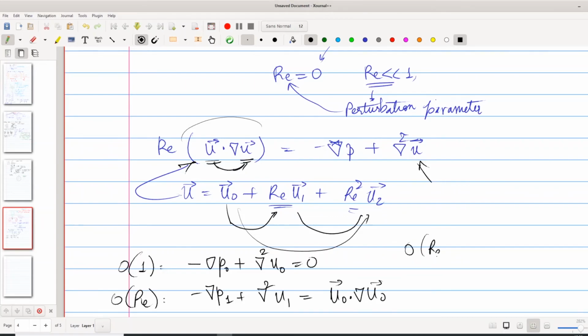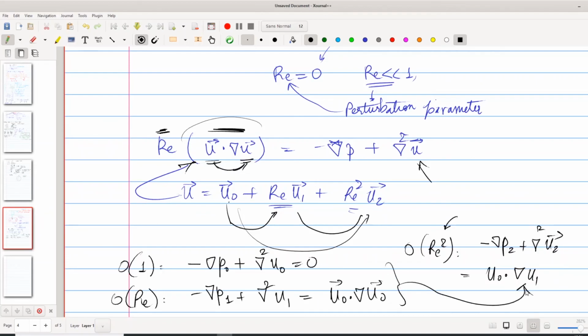If we take order Re squared terms, the left hand side will be minus grad p2 plus nabla squared u2, while the right hand side has to be constructed to be Re squared. But there is an Re already appearing over here, so we have to choose the terms which are Re times something. So u multiplied by u, what will be order Re? It will be u0 times u1. So we will have u0 dot nabla u1 and u1 dot nabla u0. This will be the first influence of the cross coupling.